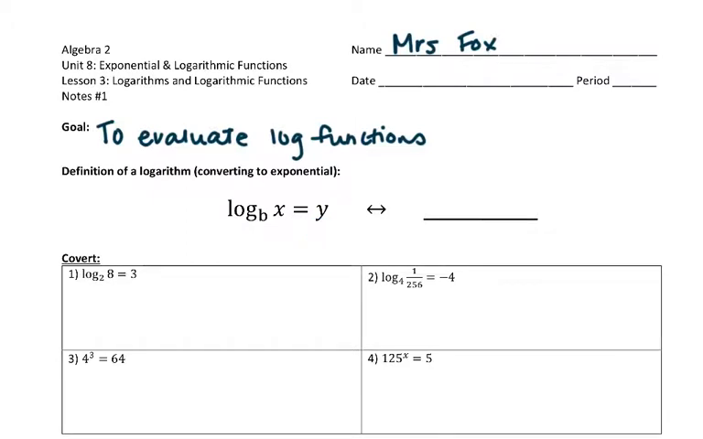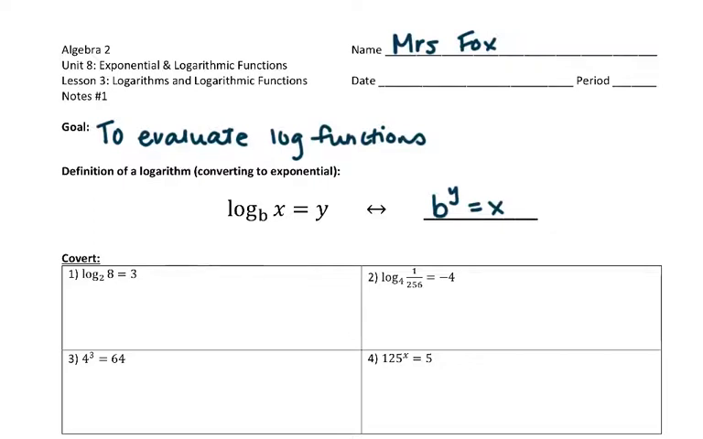This would be converted as follows. The base is b. Remember, log base b, so your base is b. Your exponent is y, and that will equal x. So these are actually equivalent.